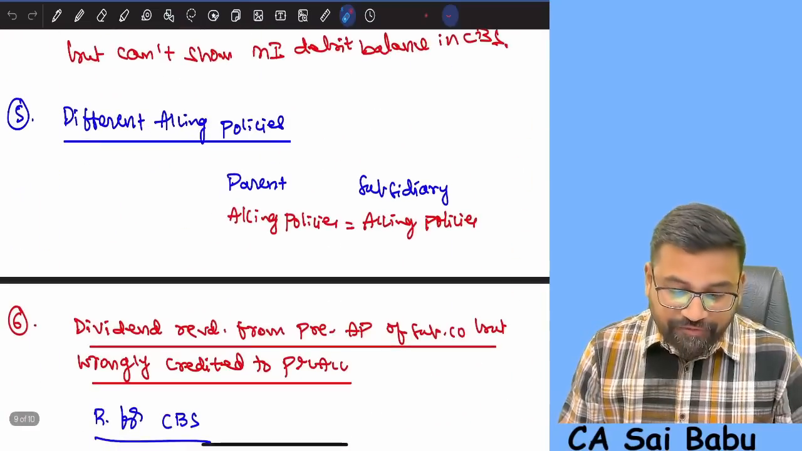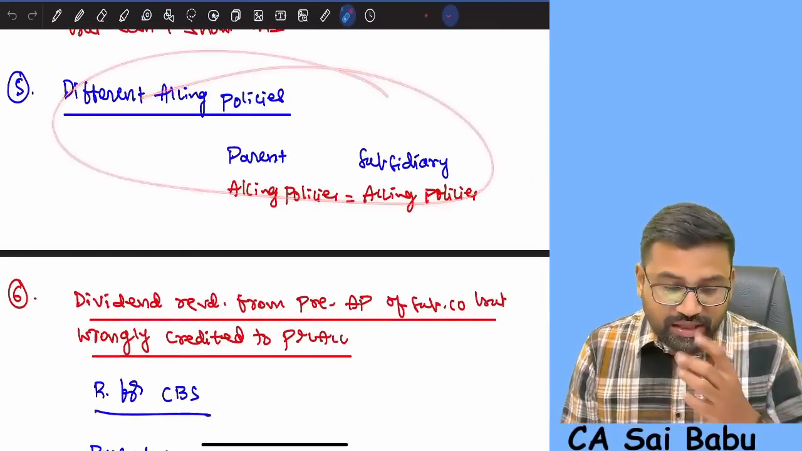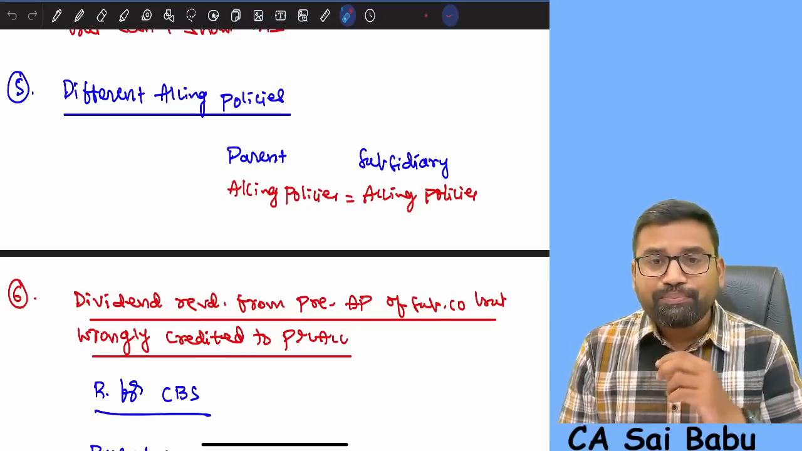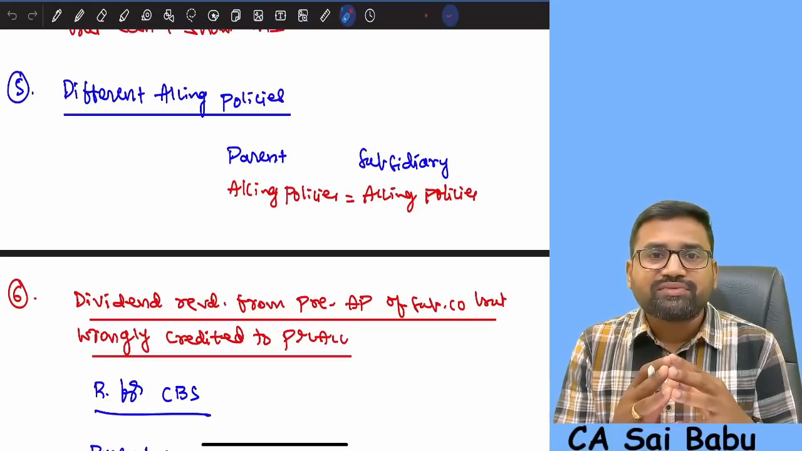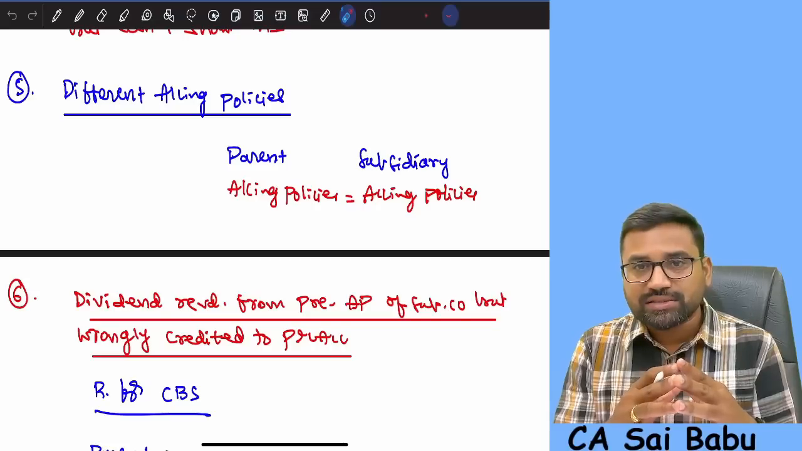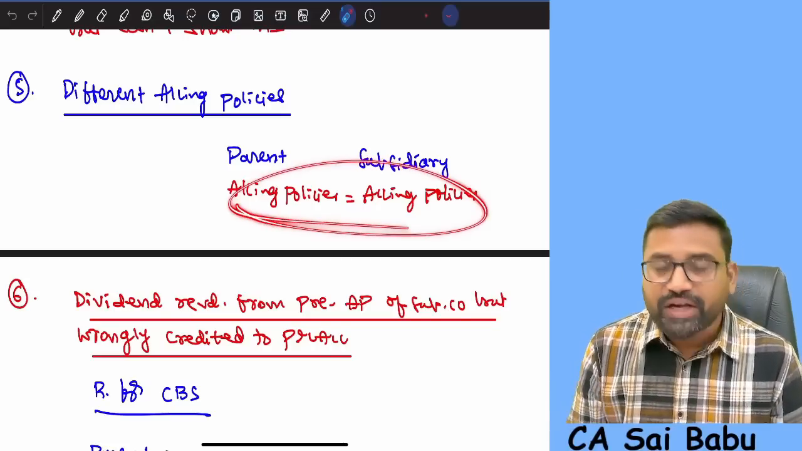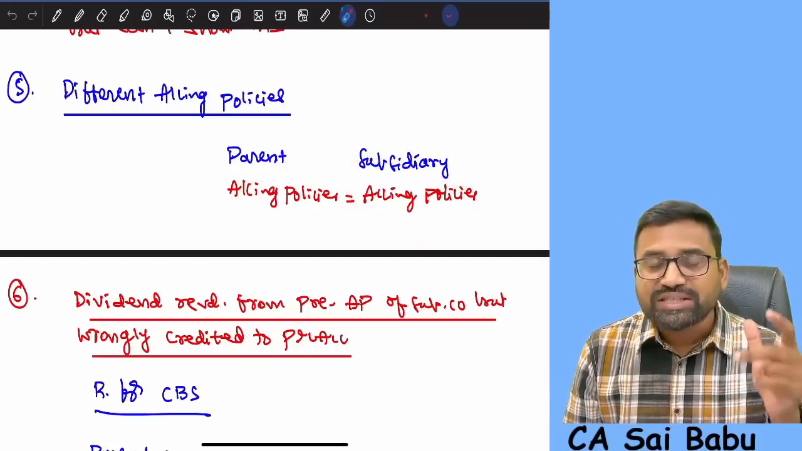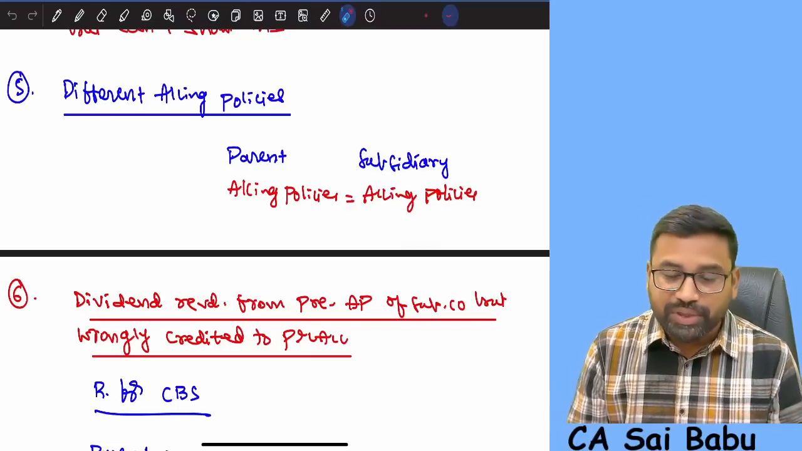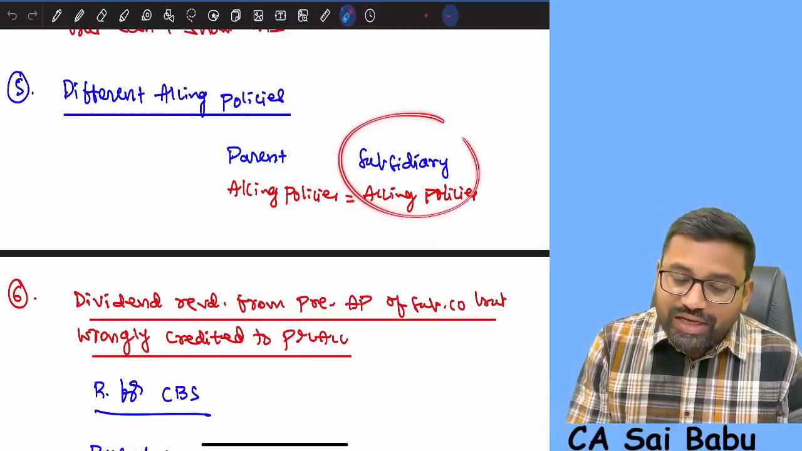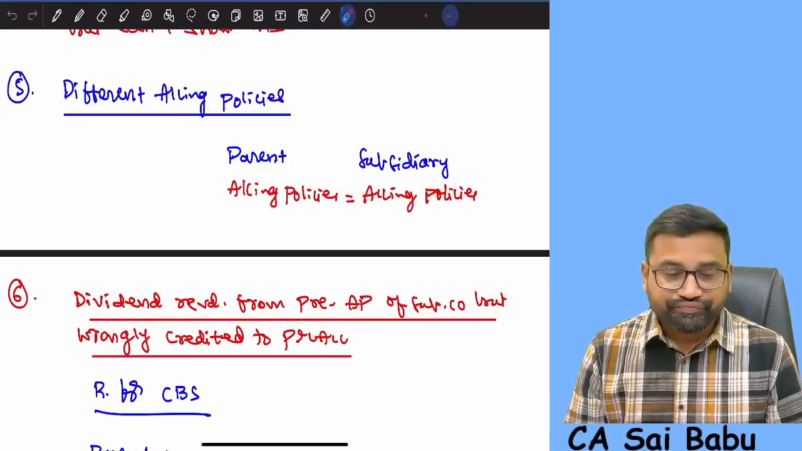And different accounting policies. See, in our material, sir, there is one question relating to it. Whenever you are doing consolidation of the parent and subsidiary, make sure that they have the same accounting policies. If the policies are different, what we need to do is first change the financial statements of the subsidiary company in accordance with the parent company accounting policies. Then only it will be considered for consolidation.